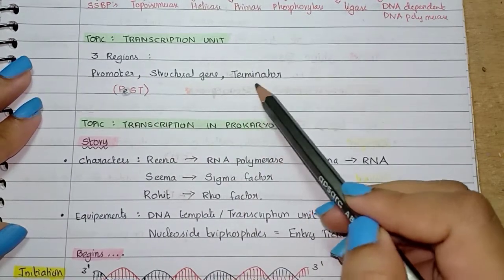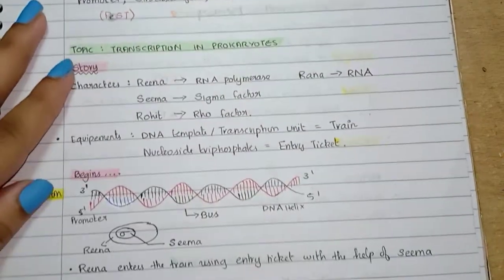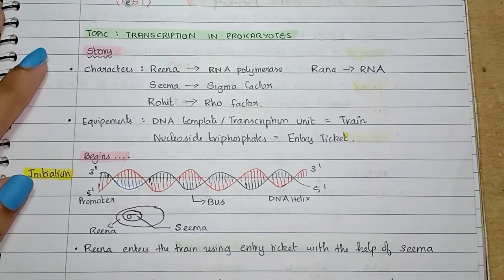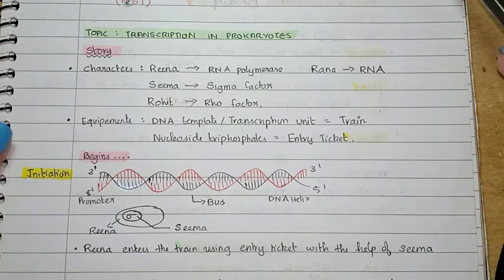After P, ST, PST: promoter, structural gene, and terminator. Now the next topic is transcription in prokaryotes. Here we are going to learn a very interesting story.